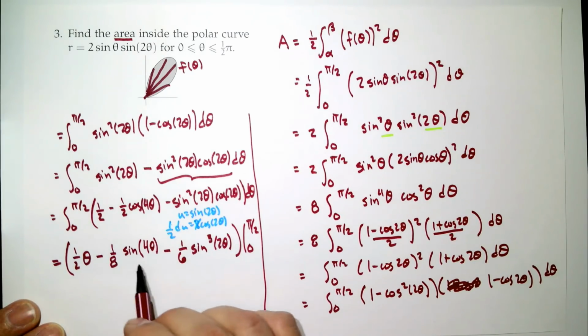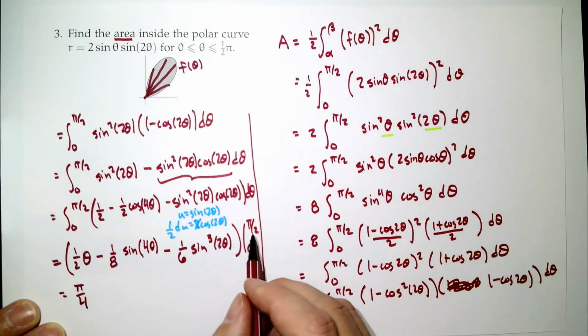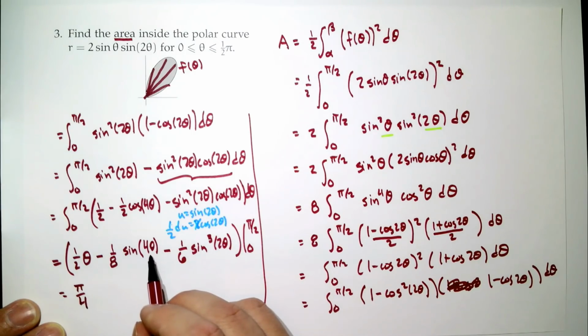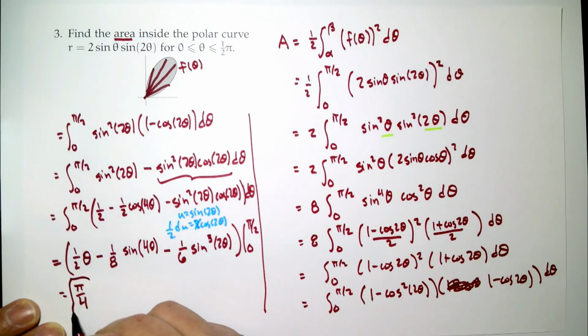Okay, so now we're ready to evaluate. Nice thing is if you plug in 0, everything goes away. Plug in pi halves. 1/2 times pi halves is pi fourths. Then sine of pi halves times 4 is, well, 2 pi. Sine of 2 pi? 0. Plug in pi halves here, you get sine of pi, which is 0, which means our answer is pi fourths. Okay, that wasn't so bad.